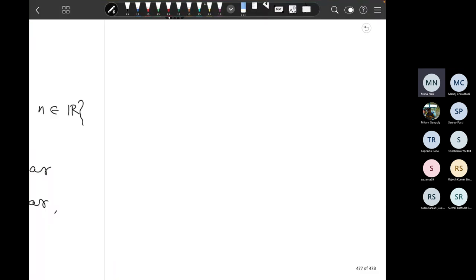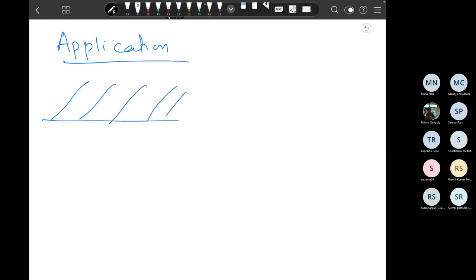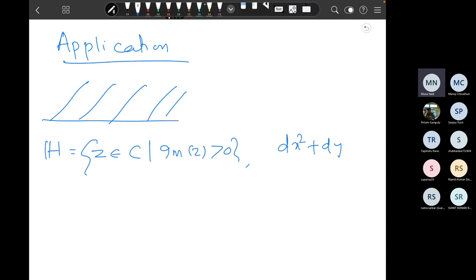Okay, so now I want to give a very important application. You know this upper half plane, H, which is the set of z belonging to C such that the imaginary part of z is greater than 0. You have the Riemannian metric dx squared plus dy squared by y squared, right? So this is a Riemannian metric on the upper half plane.